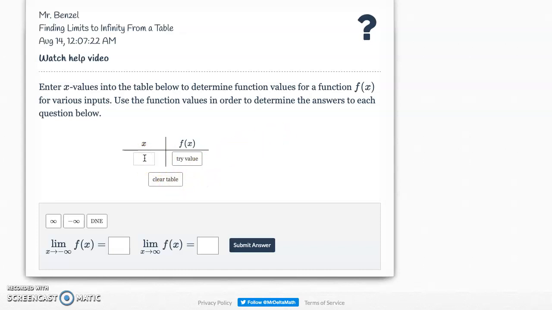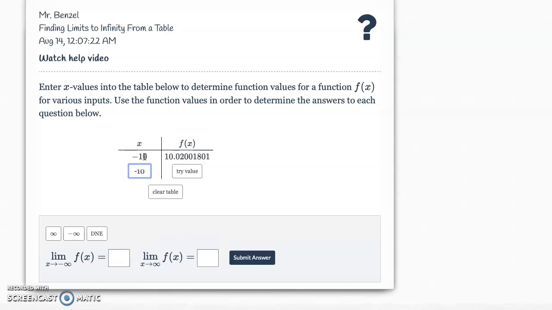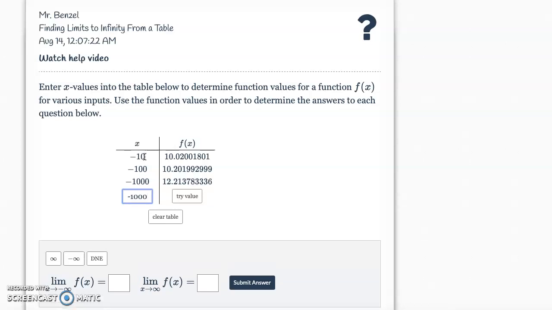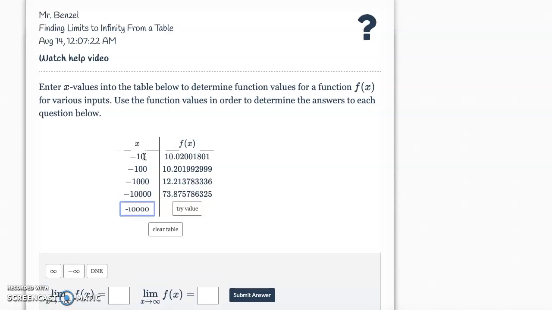So what we're going to do here is think about those really, really big numbers as we evaluate limits as x approaches negative infinity and positive infinity. Let's start with the negative side. On the negative side, I'm going to choose progressively larger negative numbers. Maybe I'll try negative 10 first, then negative 100, negative 1,000, negative 10,000.